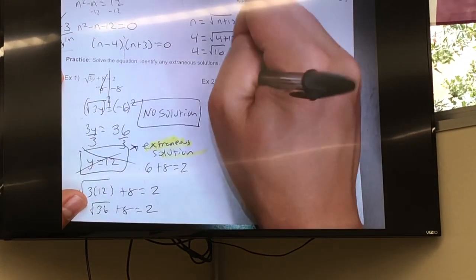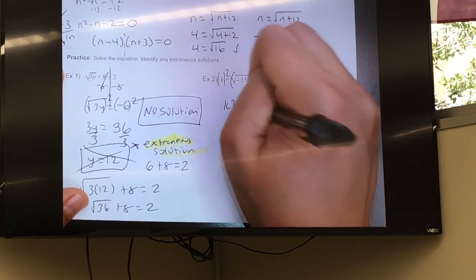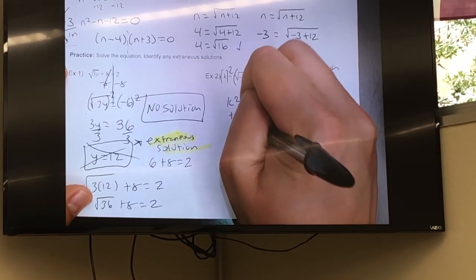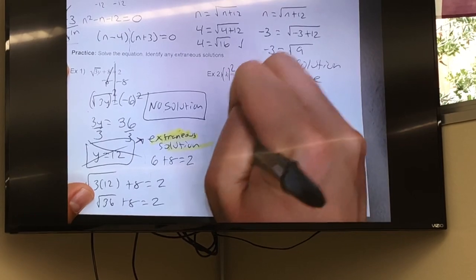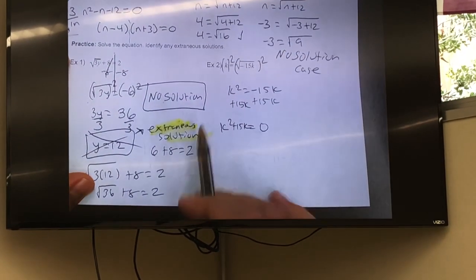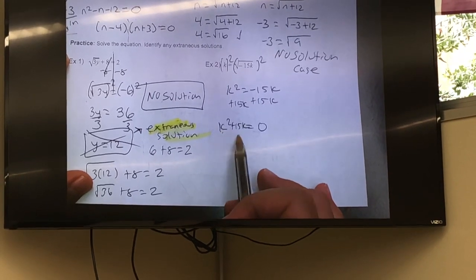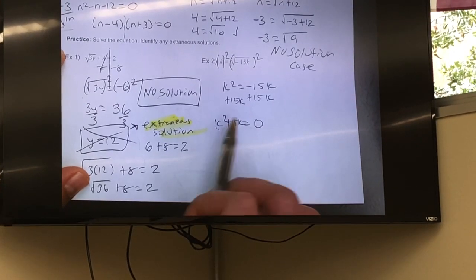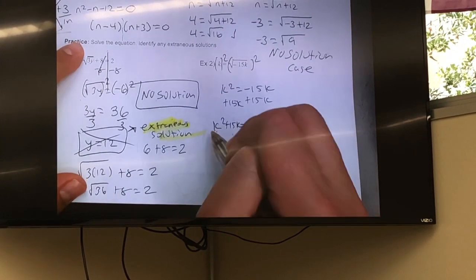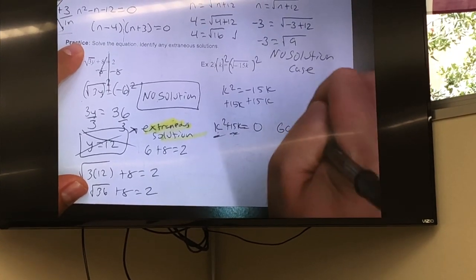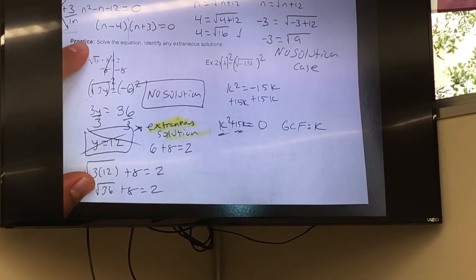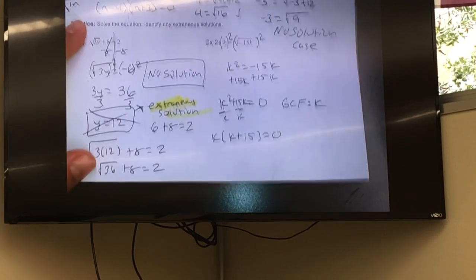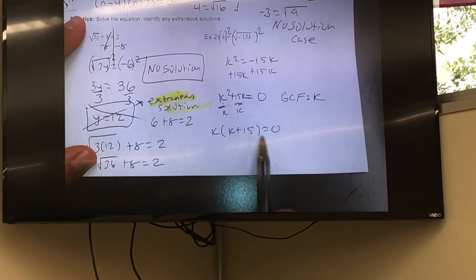Example 2, square both sides. k squared is equal to -15k. We will add 15k to both sides. Remember, class, we are always putting this in standard form, so k squared plus 15k is equal to 0. Miss May and myself selected this one because some of you have forgotten how these look. There is a greatest common factor of k. So you are going to divide out a k. So k times (k plus 15) will equal 0.